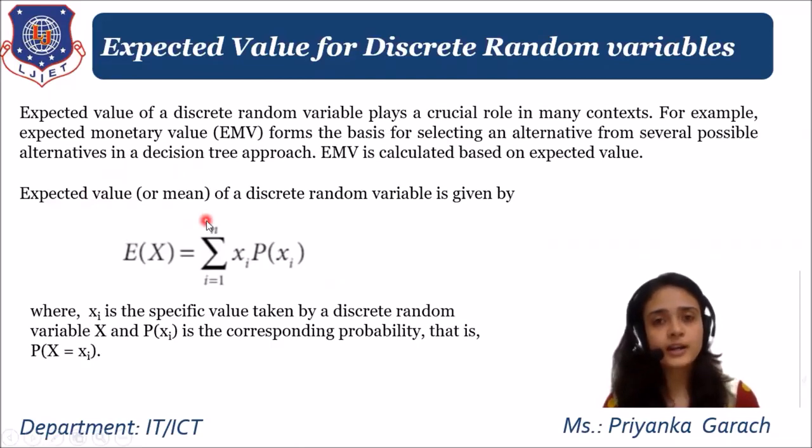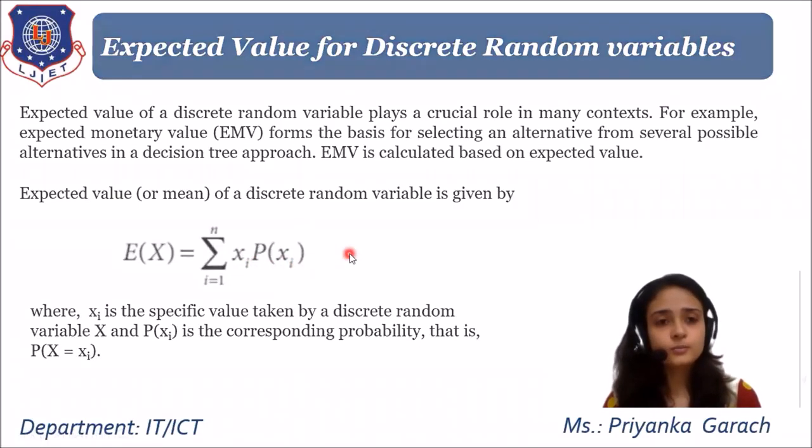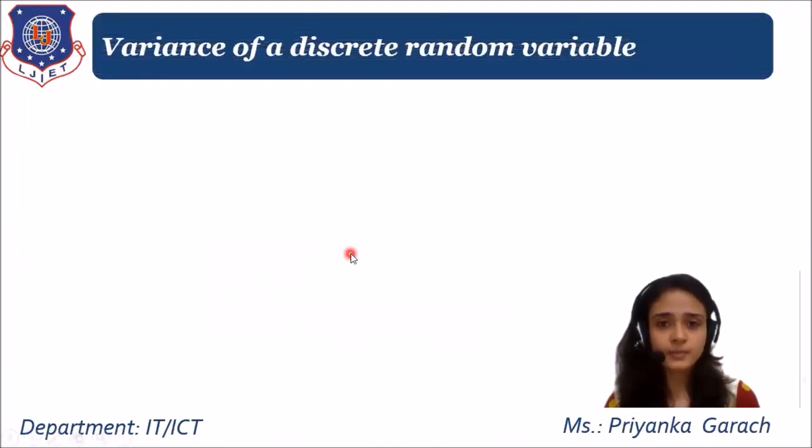If you want to find out the average or the mean or the expected value, the formula is the same. This one is the formula. That is E of x equals the sum of xi into P of xi. That is the value of the random variable into its corresponding probability value. So this is the formula of expected value.